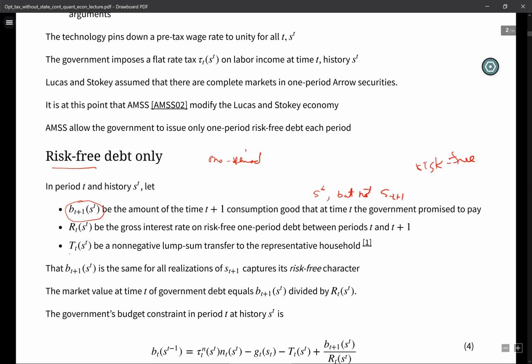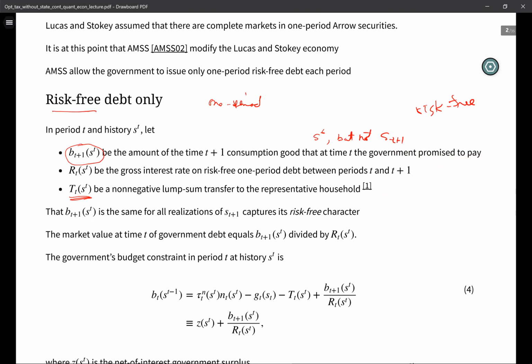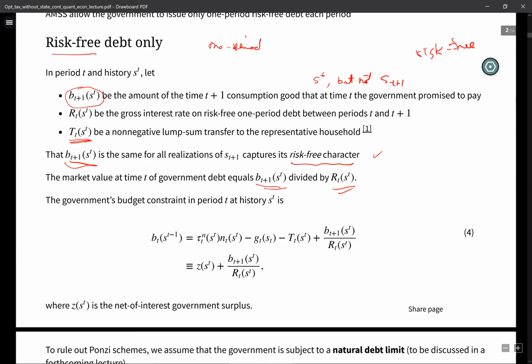And we're going to allow transfers. They're going to play a subtle role only in the very long run in this model. Okay, so again, the risk-free character of this is characterized by the dependence that we built into this function, or this sequence of functions. So the market value of the government debt at time t is equal to the promised value divided by the gross one-period interest rate.